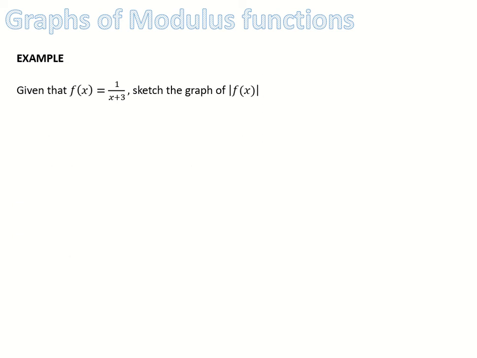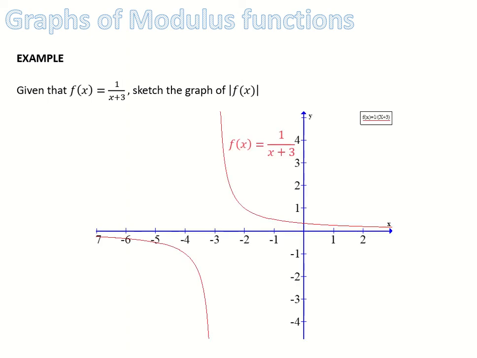Okay, so given that f of x equals 1 over x plus 3, we're going to sketch the graph of the modulus of f of x. Right, that's the graph of f of x. That's the graph of 1 over x plus 3. But if we want to draw the modulus, then basically we reflect any part that's under the x-axis, any part that has negative y's, back over the x-axis so that it all is above the x-axis. It is all just positive. And therefore, that's your graph of the modulus of f of x.